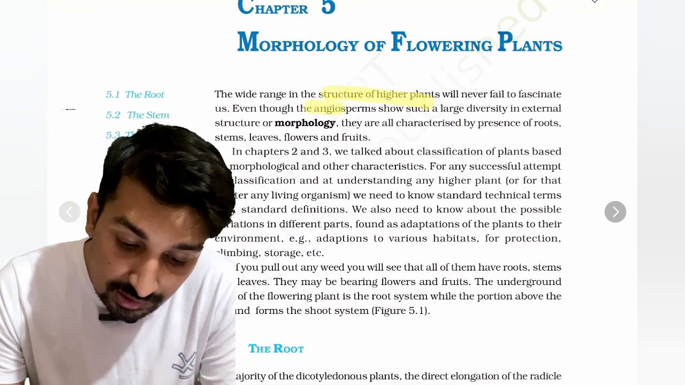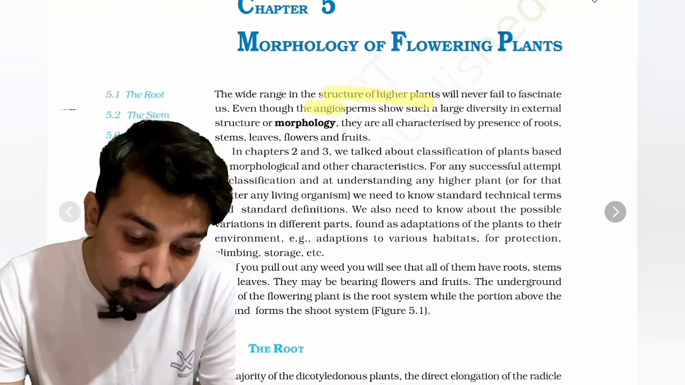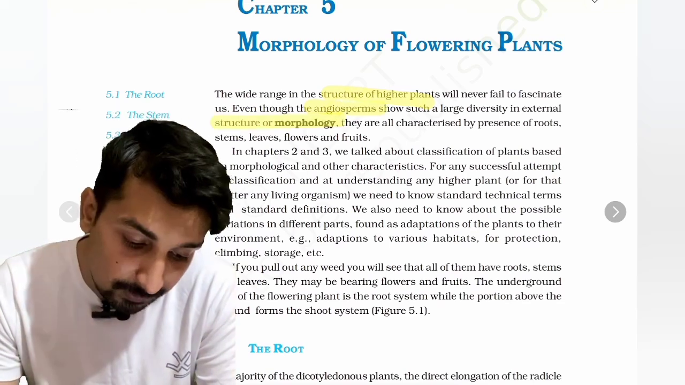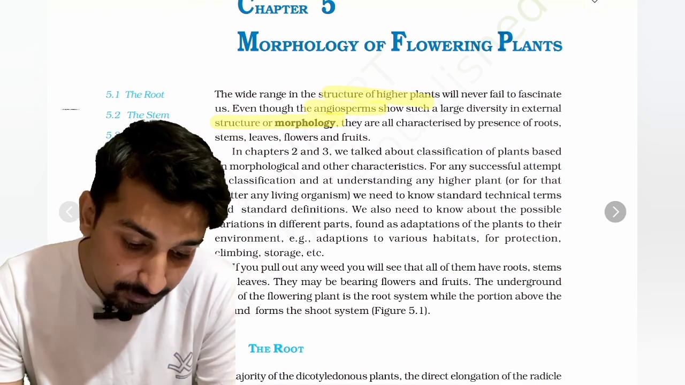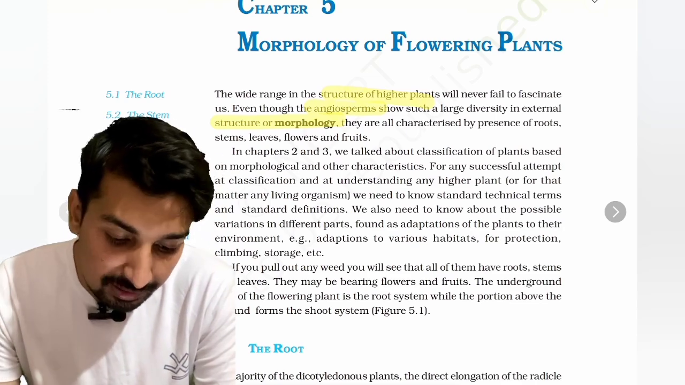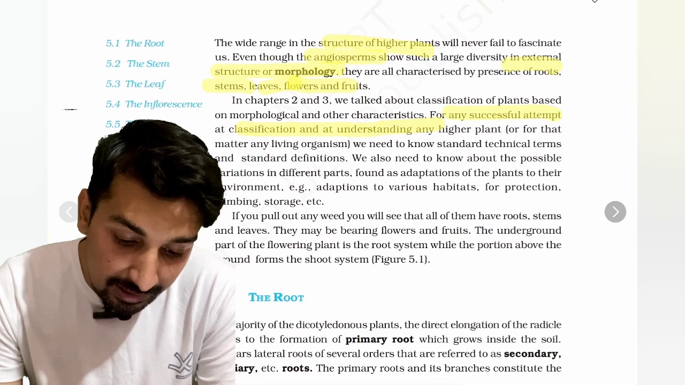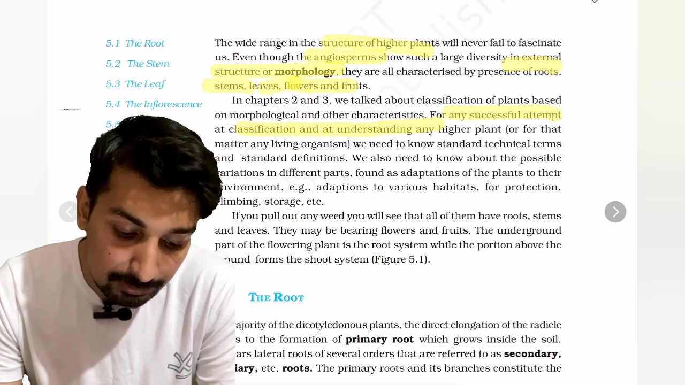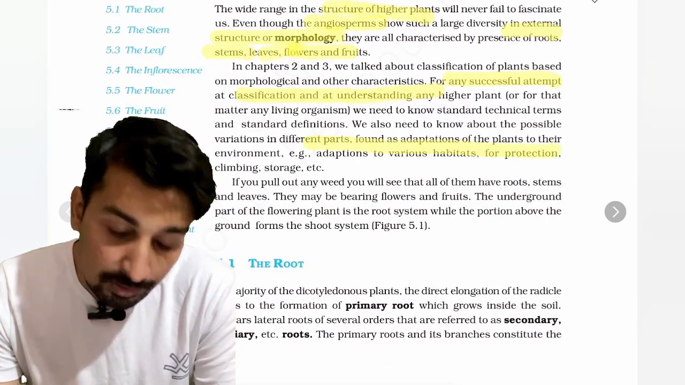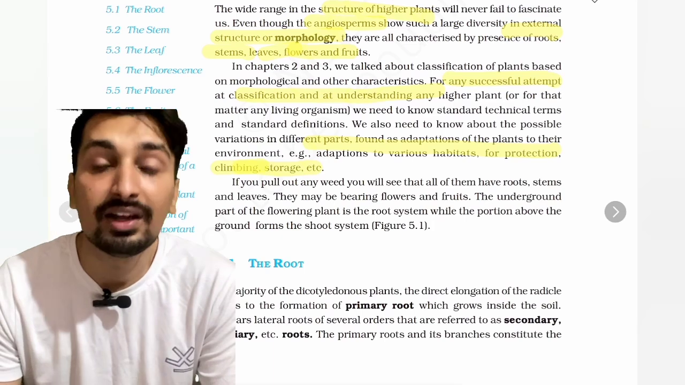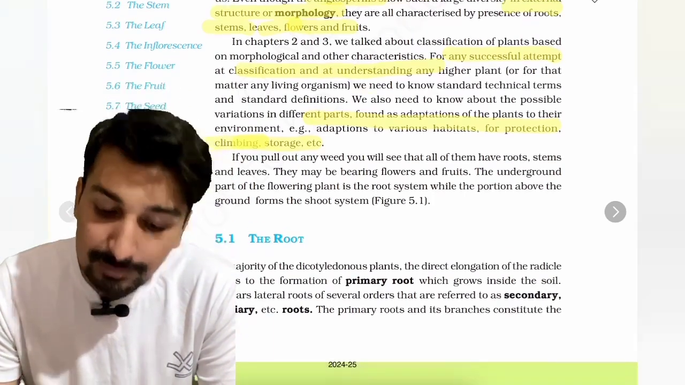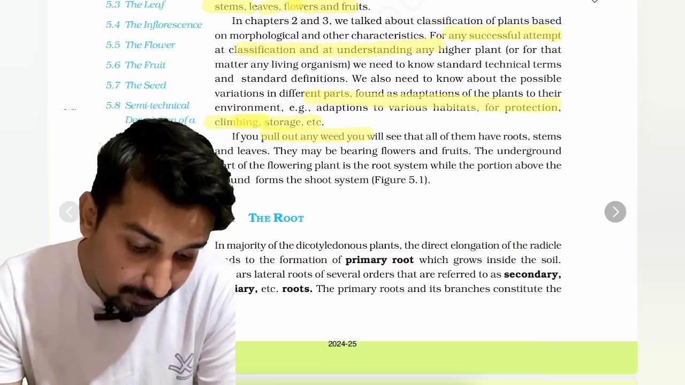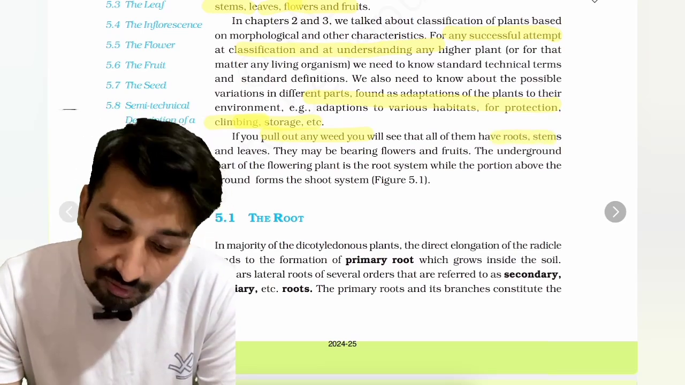You are going to talk about the roots, stems, leaves, flowers and fruits, all these things. Many successful attempts of classification in higher plants have been made, based on adaptations to various habitats, protection, climbing and storage. So we are going to study how plants get adapted to their environment. If you pull out any weed, you will see that all of them have roots, stem and leaves, and they may be bearing flowers and fruits.